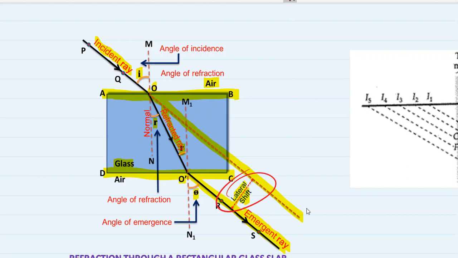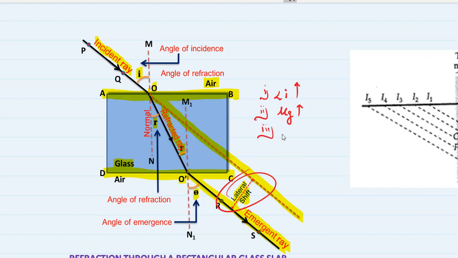Now this lateral shift depends upon certain factors. Lateral shift depends upon, number one, the angle of incidence. Greater the angle of incidence, greater will be the lateral shift. Second thing it depends on is the refractive index of the glass slab. Higher the refractive index of the glass slab, greater will be the lateral shift. Greater the refractive index of the material of the glass slab used, greater will be the lateral shift.